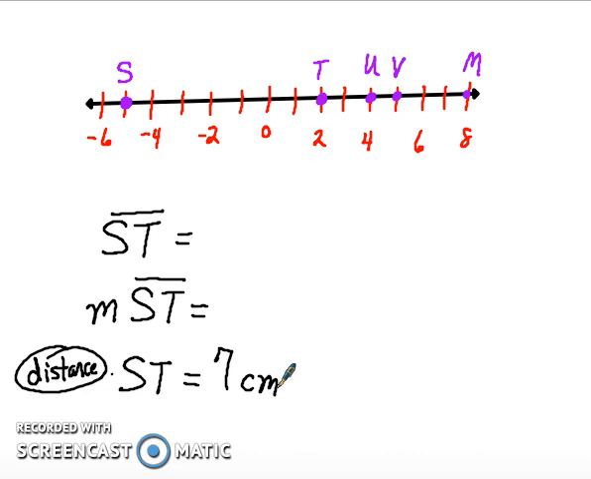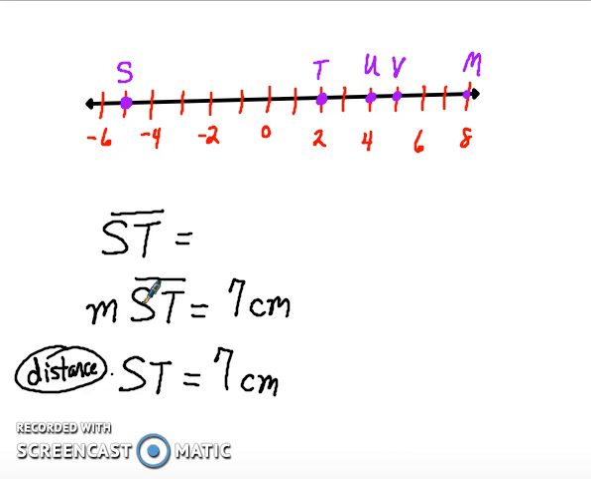Now look at the next one. The measure of segment ST. The measure, that's what that M stands for, the measure. So they want us to measure segment ST. Well, the measure of ST, if we were to measure it, this is at -5, this is at 2. The answer here is 7 centimeters. So these bottom two are asking the exact same thing: the measure of segment ST and the distance from S to T, both talking about that.